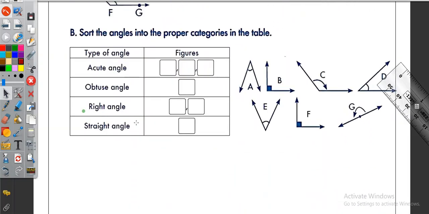Sort the angles into the proper categories in the table. Now, which one is the acute angle? Yes, A. What else? B. No. C. No. D. Yes. E. Yes. Done. The obtuse angles, where are they? C. Amazing. Right angles, B and F. Finally, the straight angle is G. Amazing.